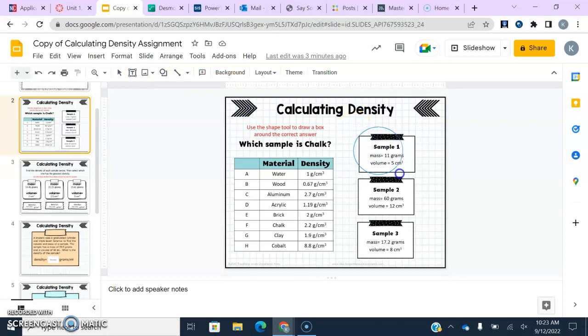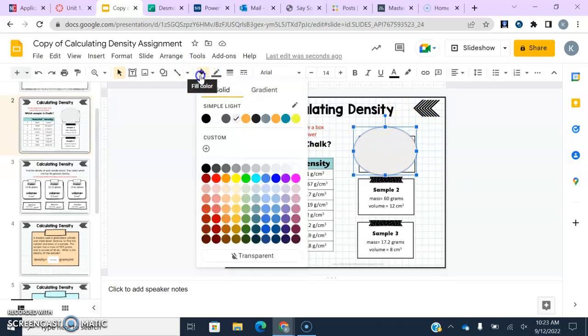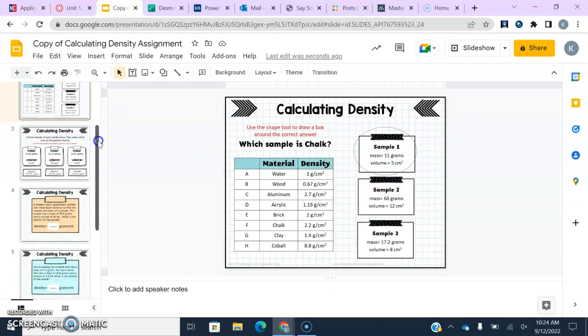And since sample 1 is our answer, I'm just going to draw an oval around sample 1, and it fills it as gray. So there's a little paint bucket right here. I'm going to do transparent so that it's just an oval around my answer. And since sample 1 is our answer, I'm just going to leave it as that. Okay? So that's really the only one that had some additional steps for you.